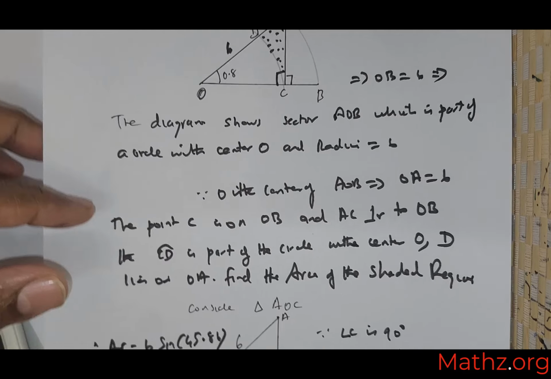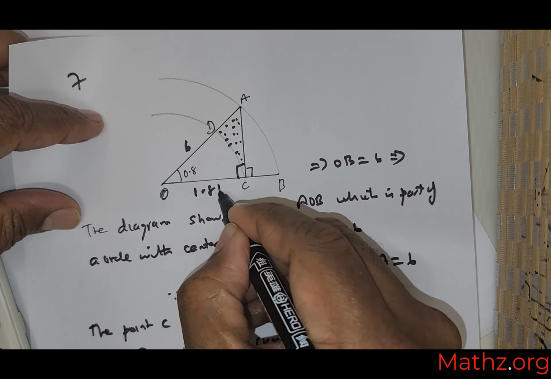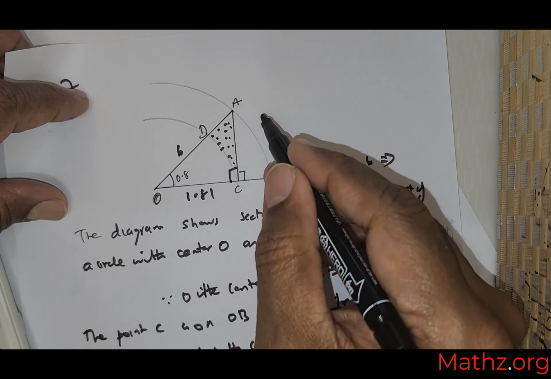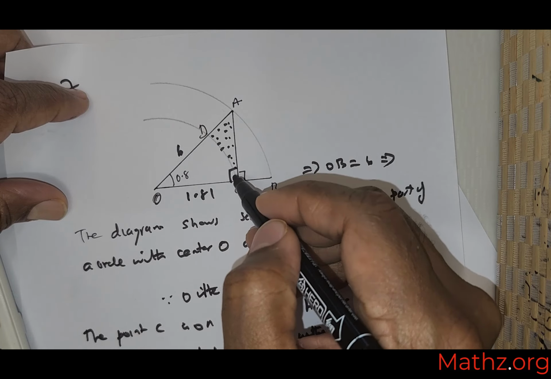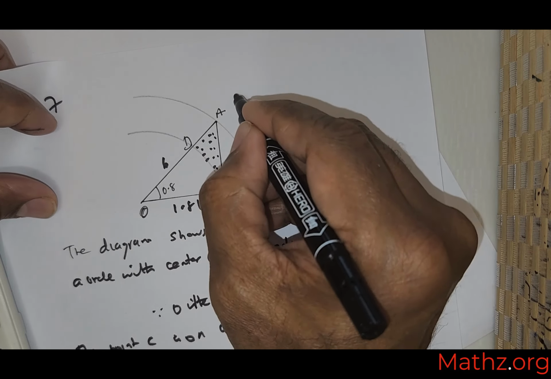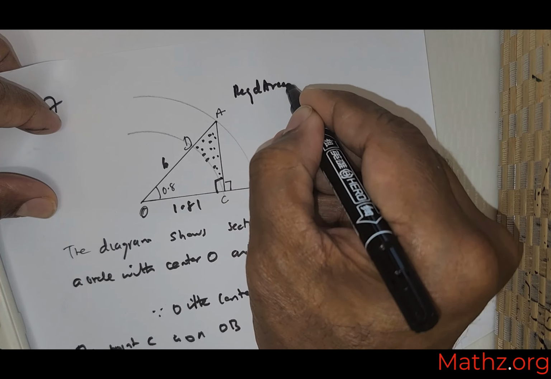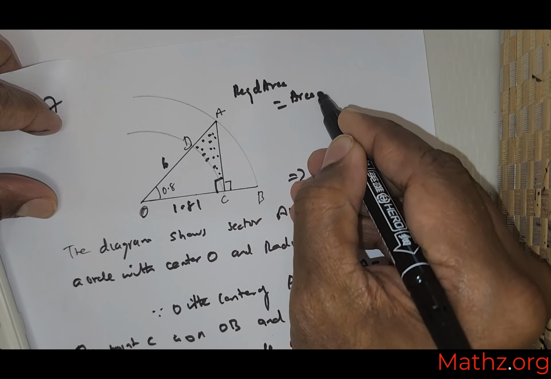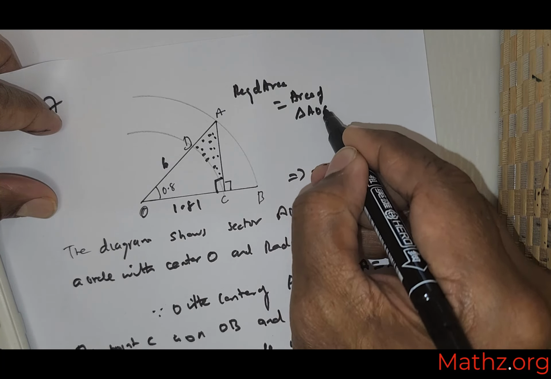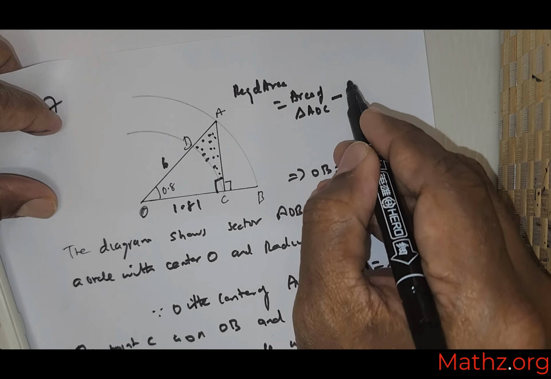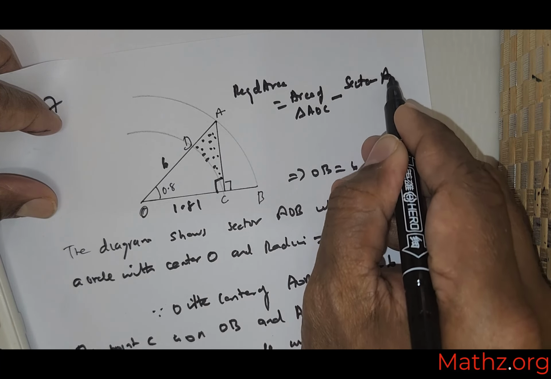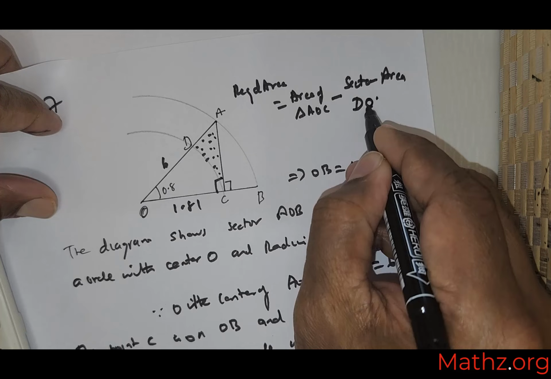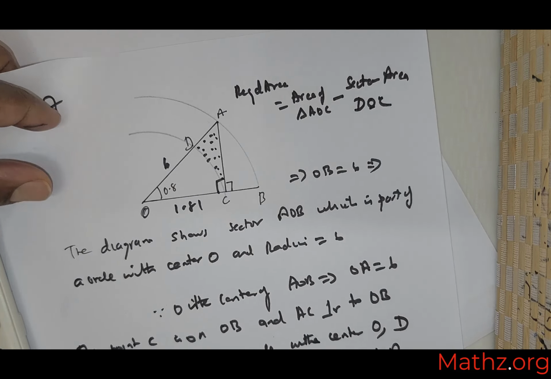Now let me go back to the figure. So 1.81 is obtained. Now I need to get the area of the required shaded region, right? So the required area is the area of the triangle AOC, from which you subtract the sector area. Sector area is DOC, right? So we need to calculate that sector area.